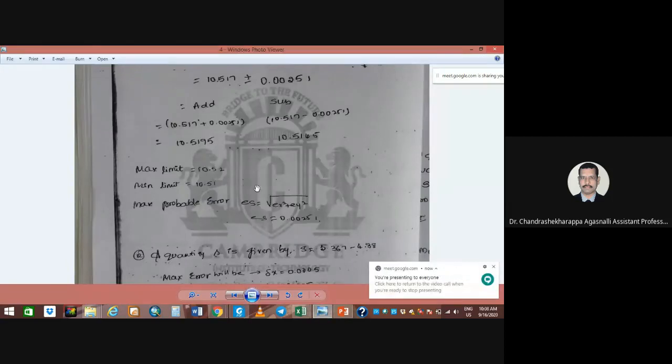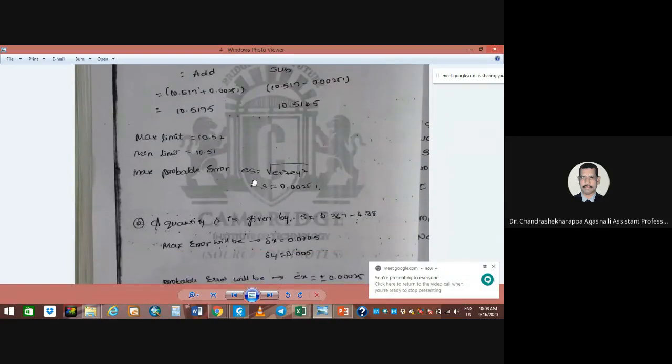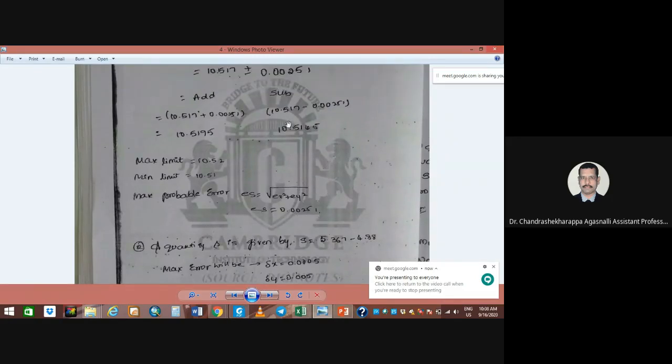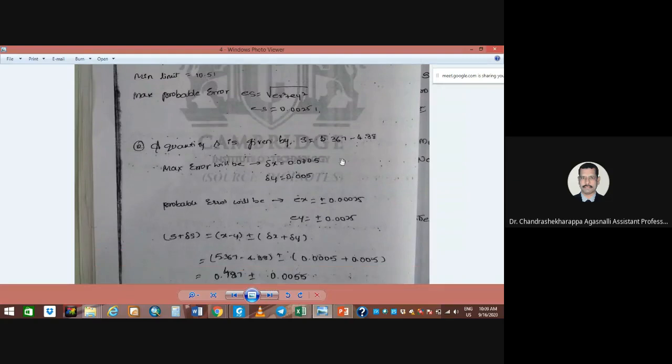The probable error will be ES is equal to square root of EX square plus EY square. This is the value you will get when you solve it. These are some of the derivation problems, the first problems. And the second will be like this: a quantity is given by the SI units.